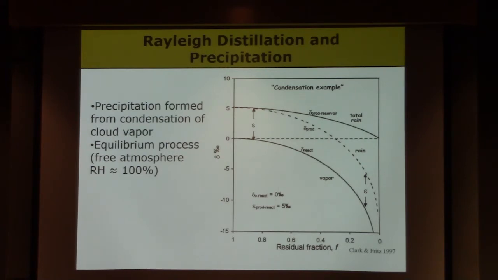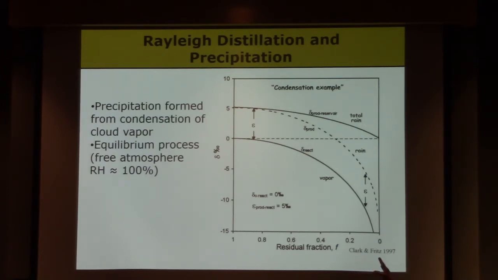I'm not sure where they get the numbers for this one. It's kind of an odd equilibrium fractionation factor for water, but let's say it's an equilibrium fractionation of 5 per mil. So our initial product, our first rain that falls out of this cloud, if we've got an isotope composition of 0 for the vapor, is going to be +5.